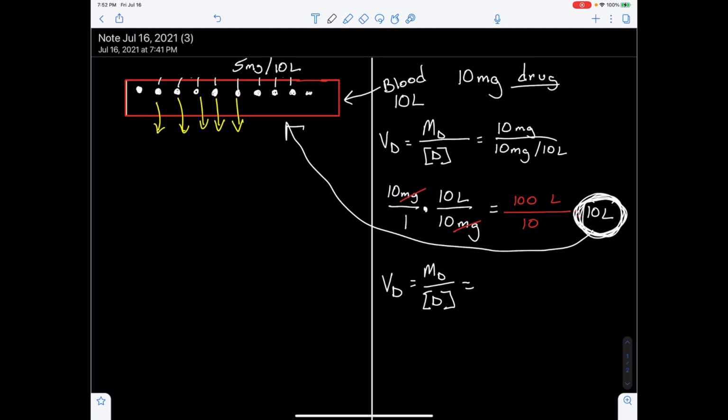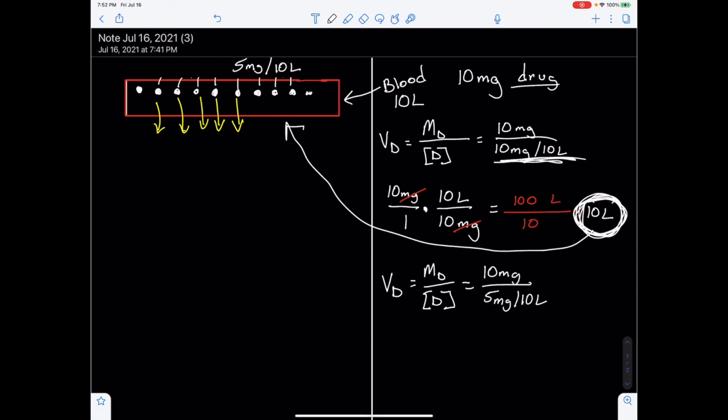How much drug did we put in? We put in 10 milligrams. We still put in the 10 milligrams. It's just left the vascular compartment. Now the concentration of the blood is no longer 10 milligrams per 10 liters, but it is now 5 milligrams because 50% of it left. So now it's 5 milligrams per that same 10 liters.